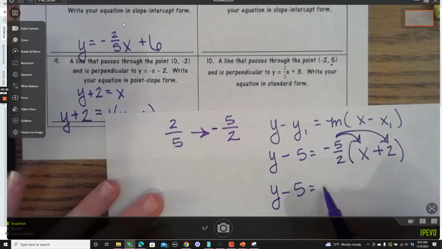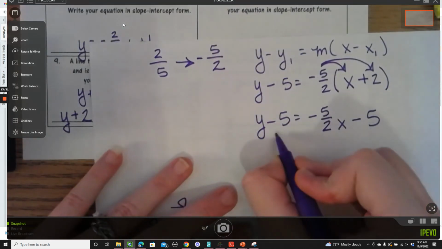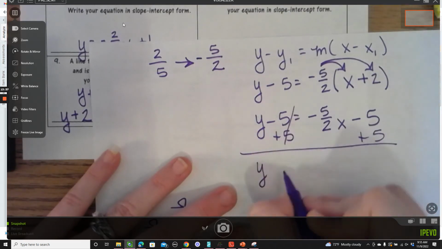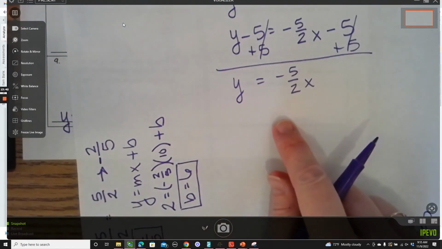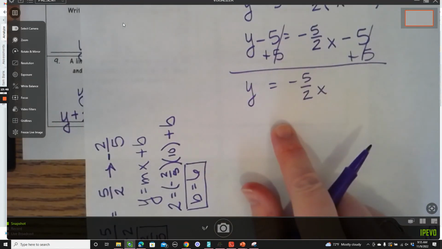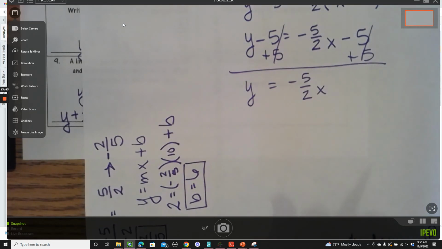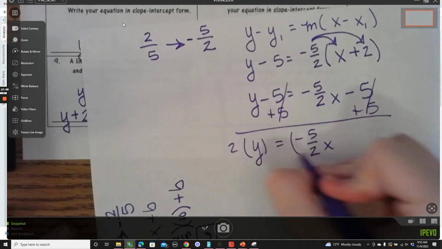So, remember we distribute. 5 times 2 would be a -5. And then we add 5 to both sides. This cancels. So that's slope-intercept form. How do I turn this into standard form? What's rule 1? So how do I get rid of that fraction? Not divide. Multiply by the 2.